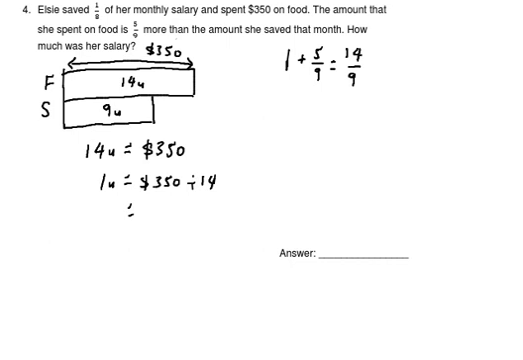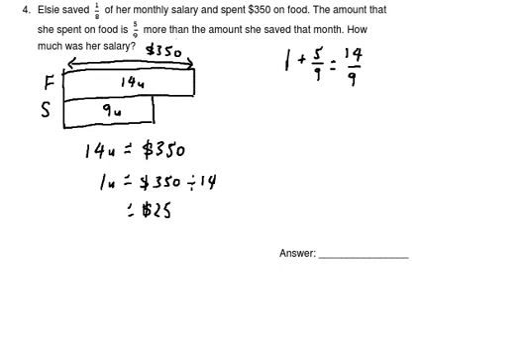I'm waiting for Jack to give me an answer. Please do not interrupt. $350 divided by 14, you cannot get 100 plus. Okay? You're allowed to use a calculator for this. $25. So you know that 1 unit is $25.